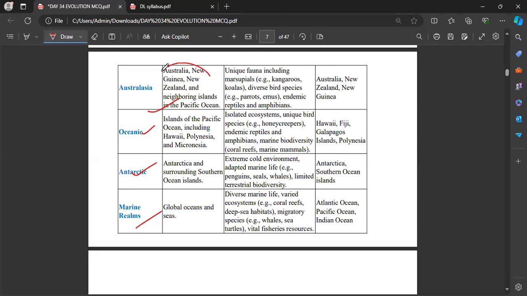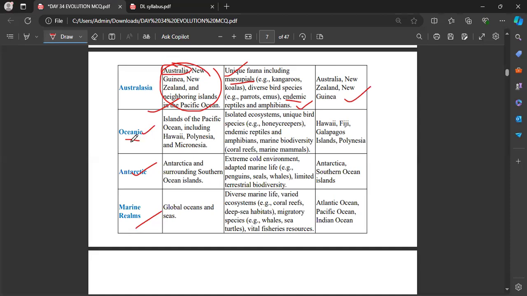Australasia: we know these are the areas of Australia, Papua New Guinea, New Zealand, and some of the neighboring islands in the Pacific Ocean. Here we can find the marsupials. When you hear the name Australia, you have to know marsupials. This kangaroo species can be found only in Australia. This variety of kangaroo can be seen there, right? Some endemic reptiles and amphibians are also there. These are the areas covered under Australasia.